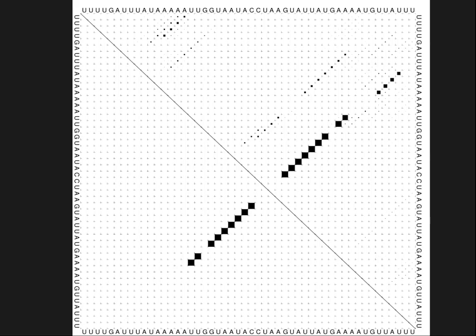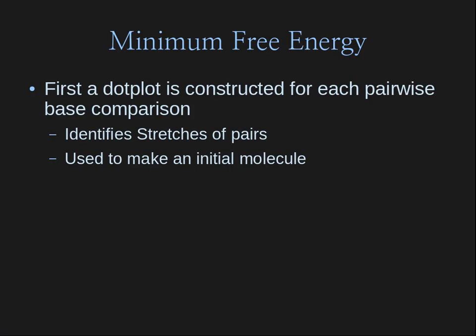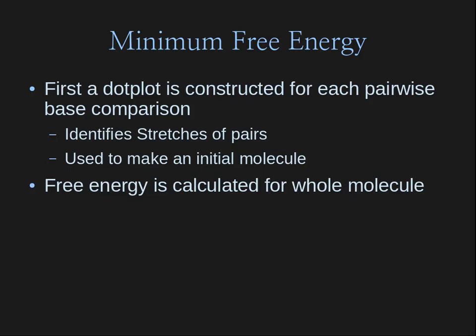We have that one that's non-base pairing here. And here's all the pairings that go along here. So what we can do from this is identify stretches that are stems in our final structure. And we can begin by using that to make an initial molecule, actually structuring bases together into our stems, having our loops, and then calculating a free energy based on how stable this arrangement will make the entire molecule. And we want to have low free energy. We want all of our molecules to be at a fairly low energy state so they're very stable.